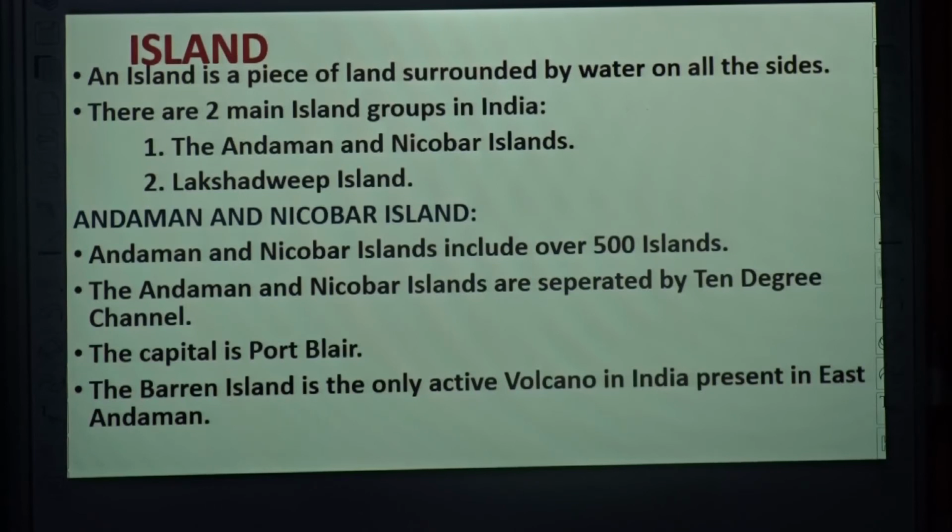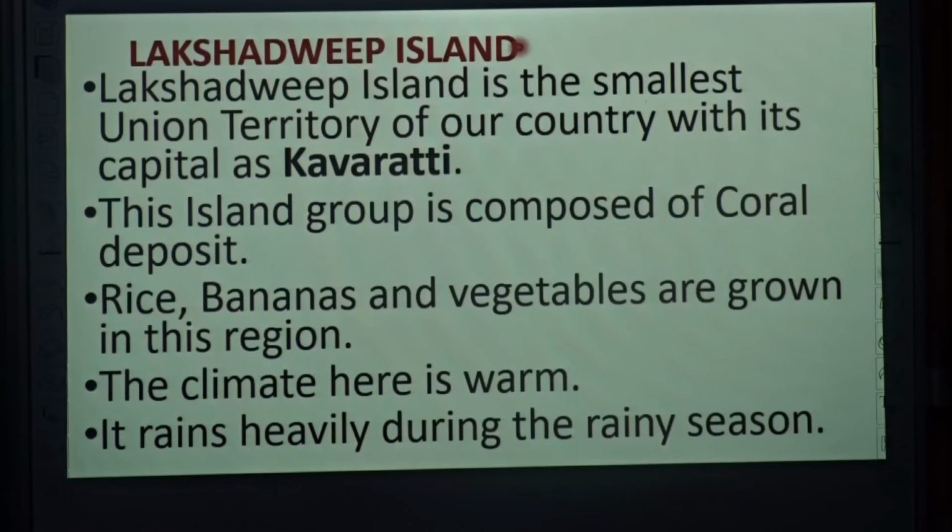Yes children, now we are moving to the Lakshadweep Island. So the Lakshadweep Island is the smallest union territory of our country. This is not a state, this is a union territory and its capital is Kavaratti. And this island group is composed of coral deposits. As I told, corals are animals in the form of plants which do not move from one place to another. That is called corals.